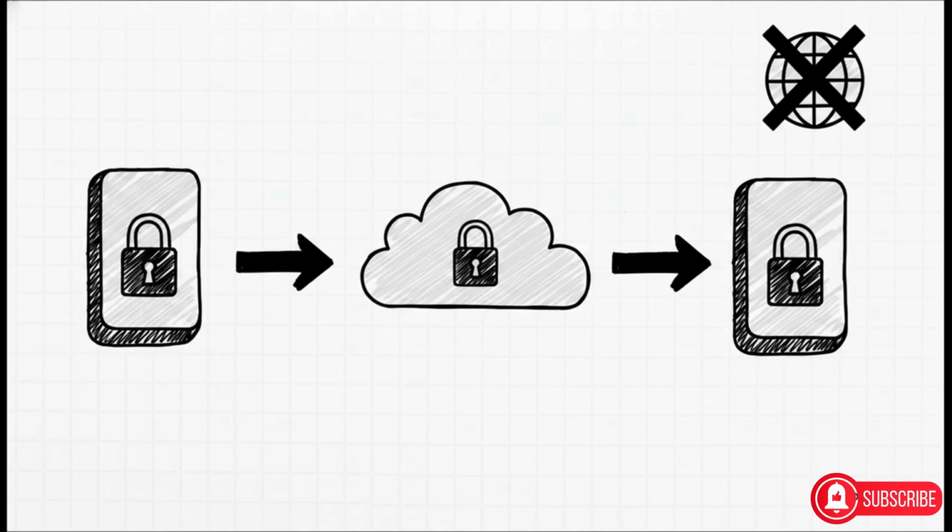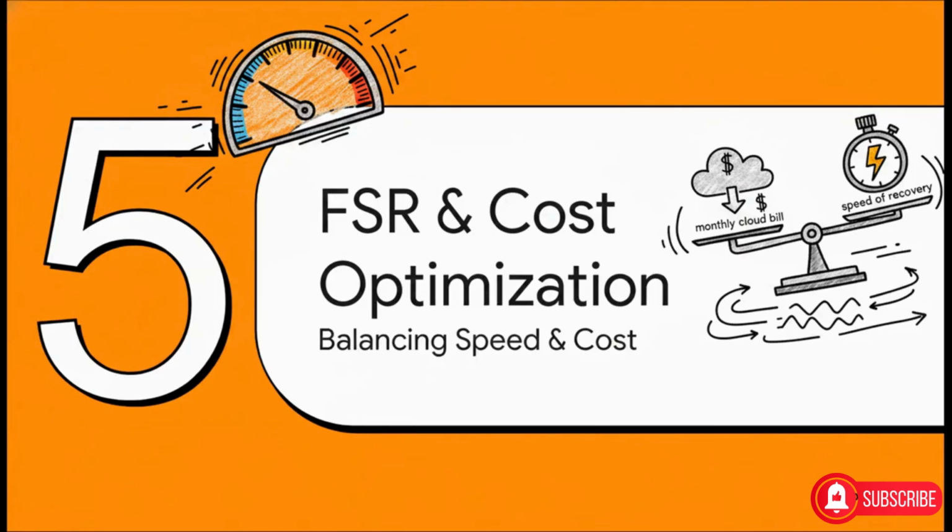Just watch out for a really common real-world mistake. Never accidentally expose your snapshots to the public internet. Luckily, AWS has a block public access feature at the account level to stop that exact kind of data leak from happening. Moving to Section 5.